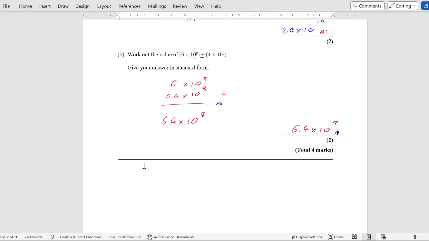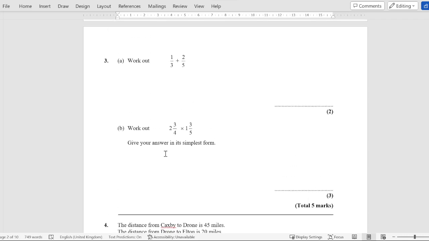Okay, question 3 was an adding. So if I convert these to being over the same denominator, they've both got to be over 15. If I do that, I need to times the first fraction by 5, so it would be 5, and the second fraction by 3, so it would be 6, giving me 11 over 15.